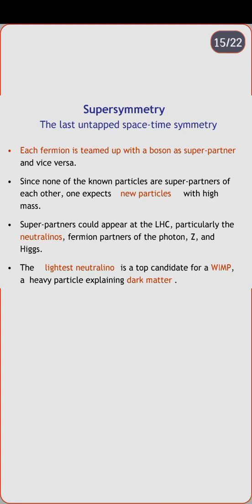Since none of the known particles are super partners of each other, one expects new particles with high mass. Super partners could appear at the LHC, particularly the neutralinos, fermion partners of the photon, Z and Higgs. The lightest neutralino is a top candidate for a WIMP, a heavy particle explaining dark matter.